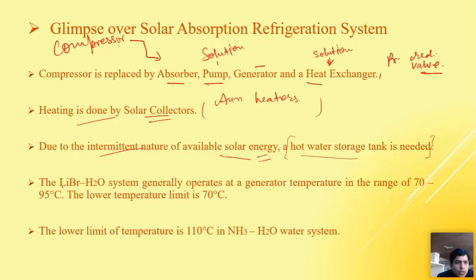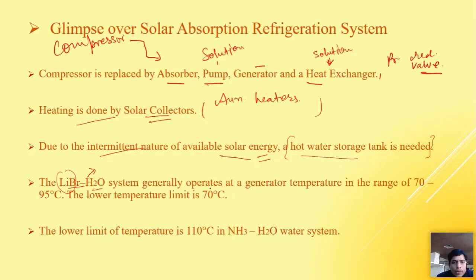And then we talk about the lithium bromide water system, LiBr and water. This is also one of the systems, in which lithium bromide is the absorbent and water is the refrigerant. So this is just like the ammonia water system, where ammonia is the refrigerant and water is the absorbent. Okay, so this is another refrigeration system among the vapor absorption systems.